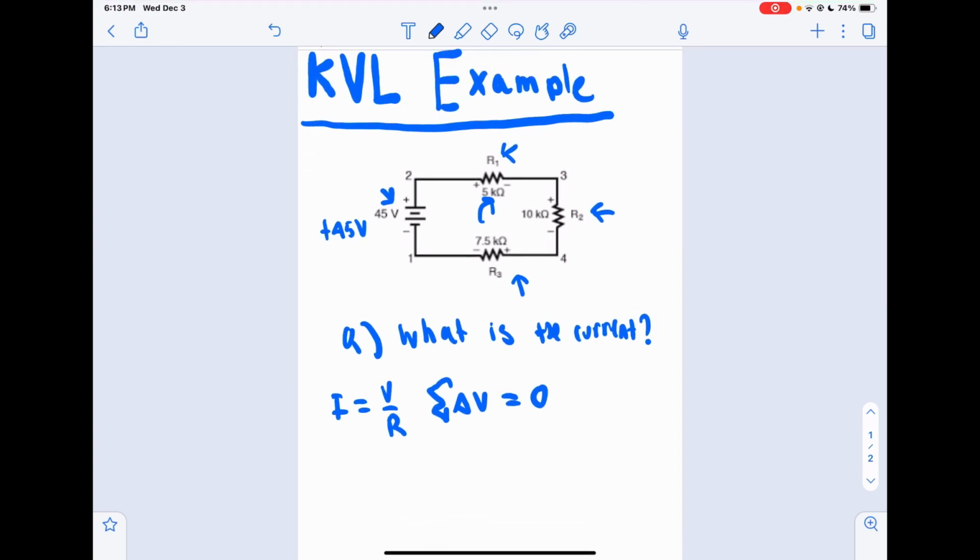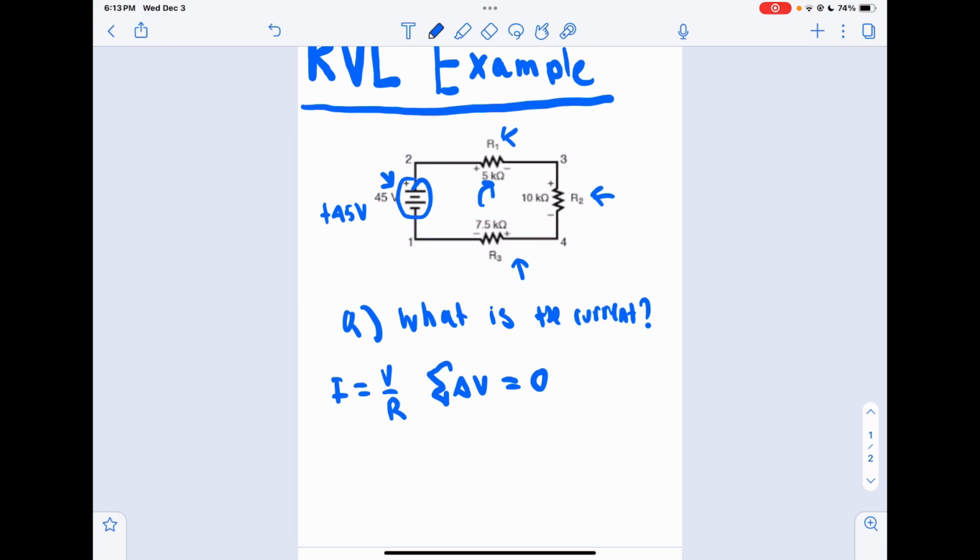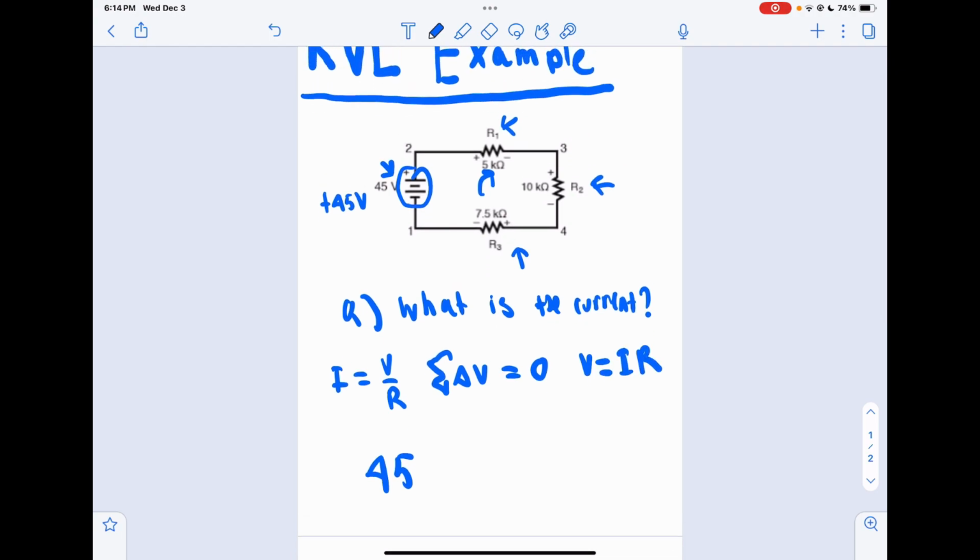So let's analyze the circuit and create an equation. Like we said, we're going to take it clockwise. The battery over here is going from negative to positive, so let's first start at the battery. That's positive 45. And for R1's voltage, or any voltage right here, using Ohm's law, voltage equals I times R. This is going to be negative IR, however, because we said there's a voltage drop.